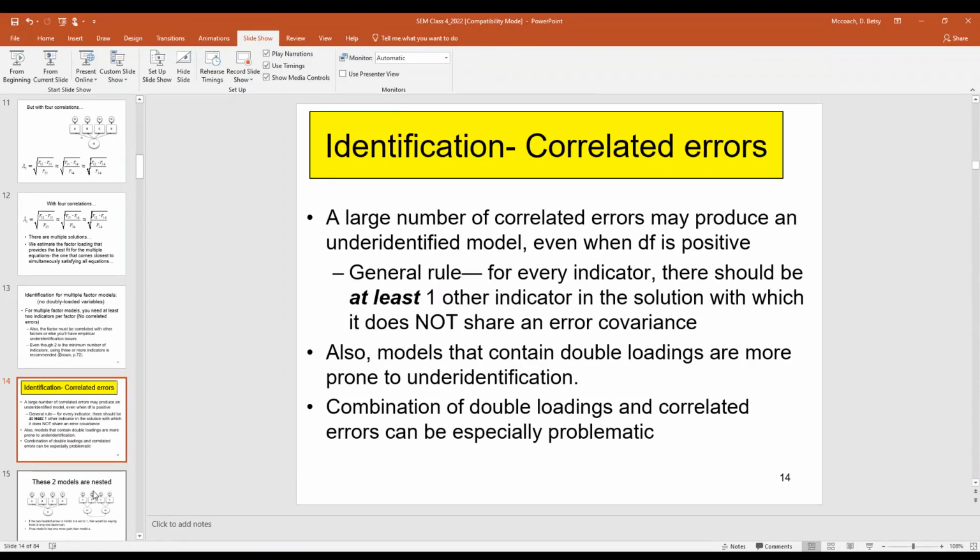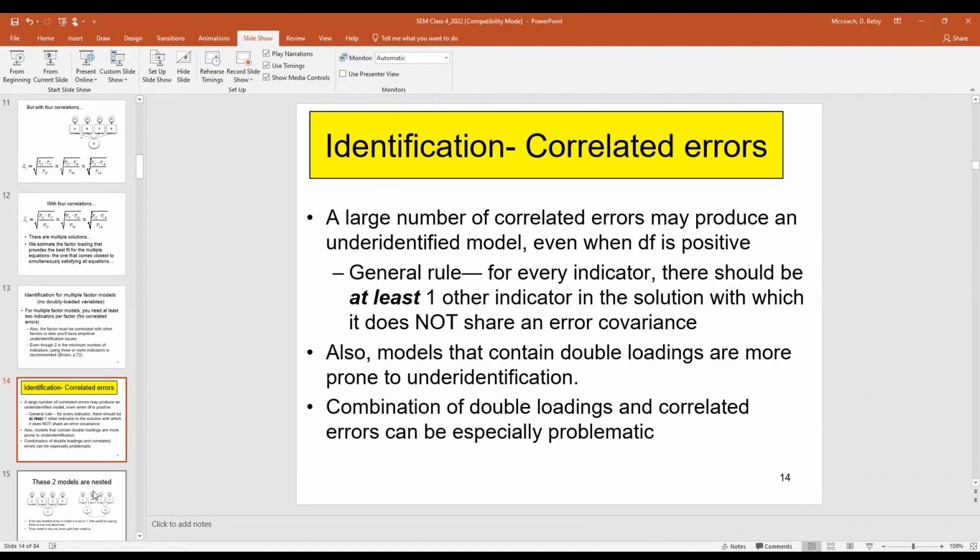And if you have a large number of correlated errors in your model, it can actually produce an under-identified model, even when the degrees of freedom are positive. So when you have positive degrees of freedom and you don't have any correlated errors and you don't have any double loadings, you're for sure going to be fine. But once you start adding tons of correlated errors, things can go a little wonky.